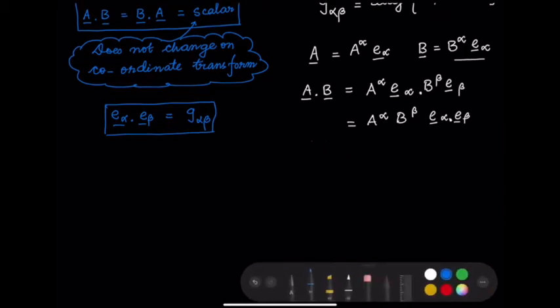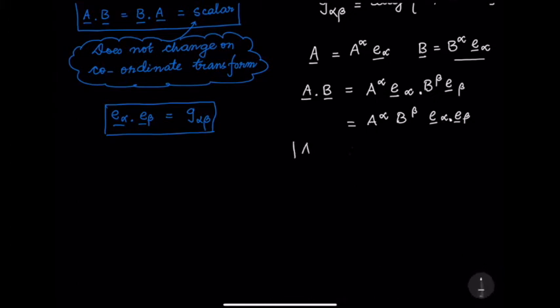And one more thing I would like to emphasize: if I have to calculate the norm of a vector, which is essentially the length of a vector, so if A mod is the norm, then A mod square is nothing but the dot product of A with itself, which you can write as A alpha A beta G alpha beta. Okay, so these are the things mostly we learned last time.